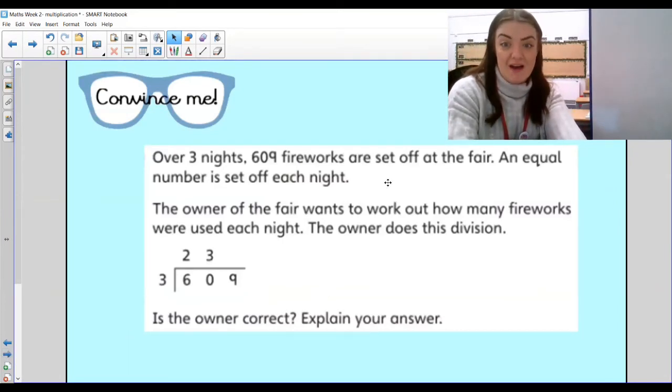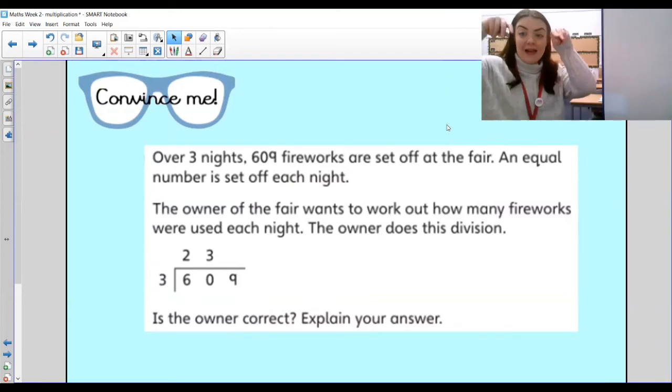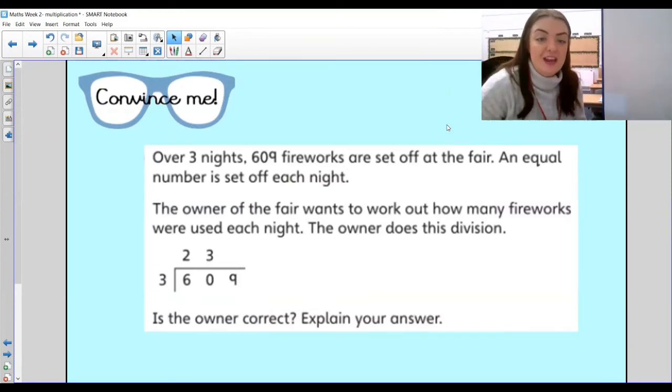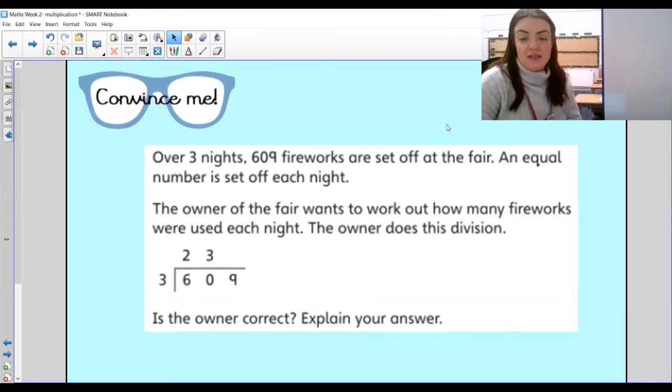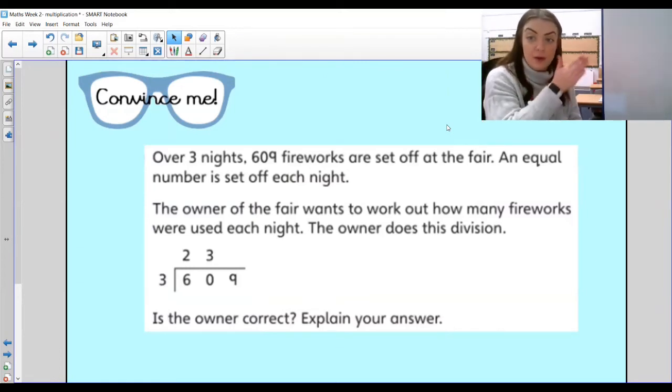So what we're going to have a go at then is a quick little convince me. Everybody can have a little go at this. So, convince me glasses on. Over 3 nights, 609 fireworks are set off in the fair. An equal number are set off on each night. So the same number of fireworks are set off on each night.